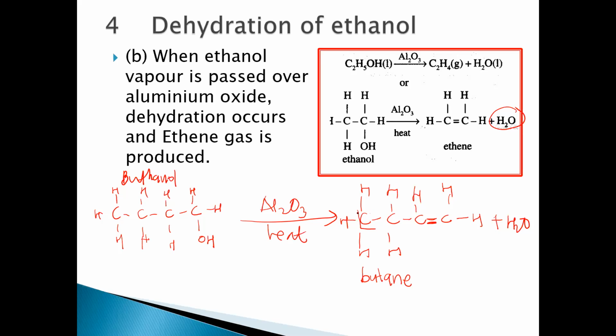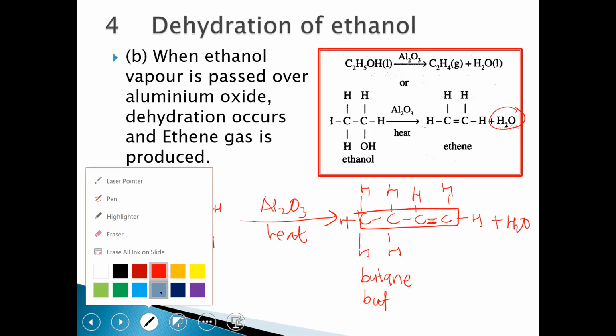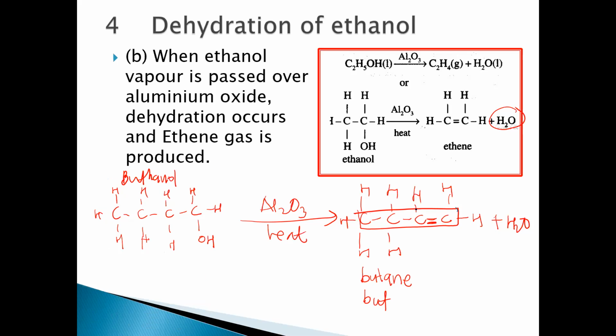I've got 4 carbons, correct. So therefore, I have the word but in butane. But look at my functional group. I think I already mentioned many times. My functional group is double bond. When my functional group is double bond, what am I going to name it? A-N-E or E-N-E? E-N-E. Dehydration of alcohol always will give me an alkene.